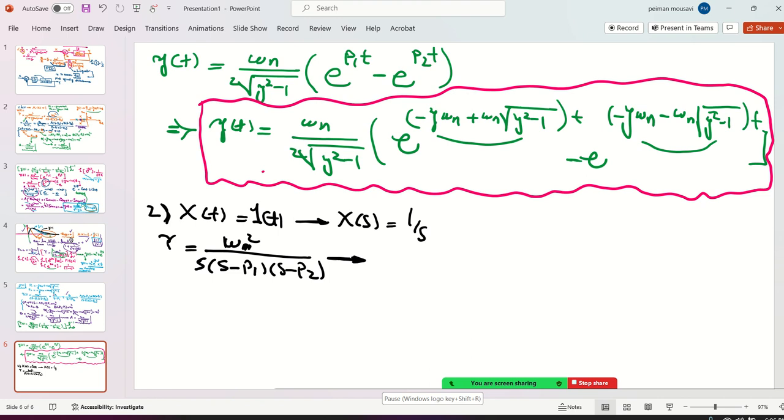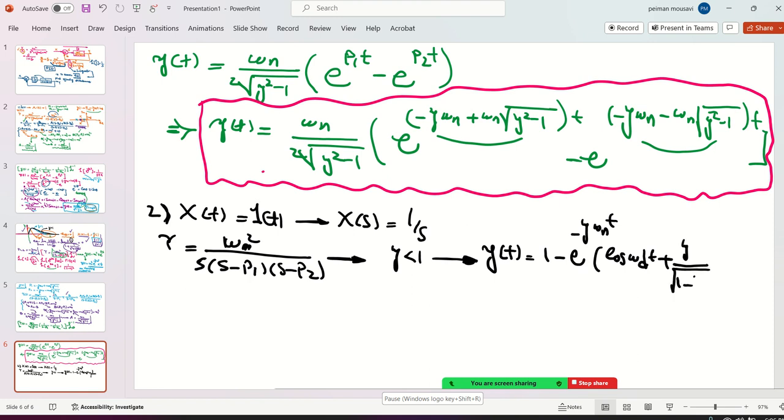I remember this from when I was an undergraduate. When zeta is smaller than 1, meaning an underdamped system, with a pair of complex conjugate poles, if I'm not wrong, after you do the operations, the answer is going to be: 1 minus e to the minus zeta omega n t times cosine omega d t plus zeta over square root of 1 minus zeta square sine omega d t. Here we go. Let me fix this. Here we go.